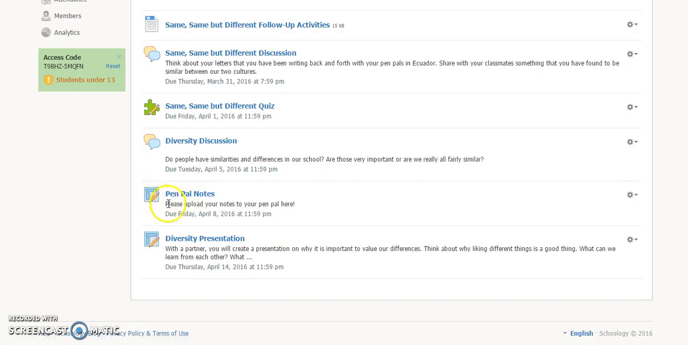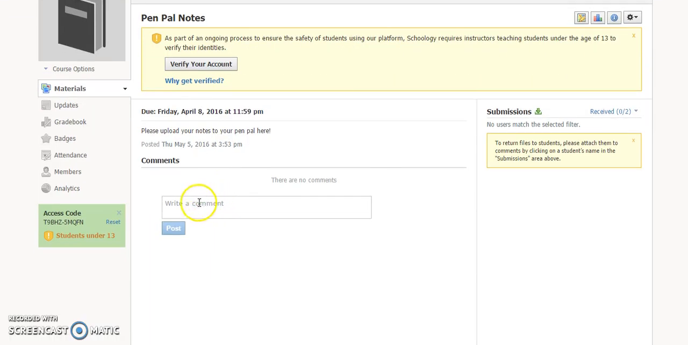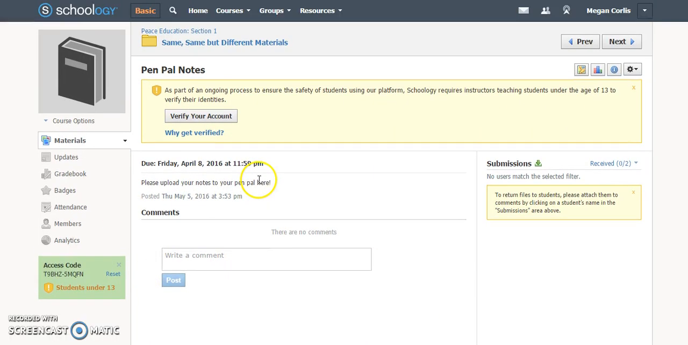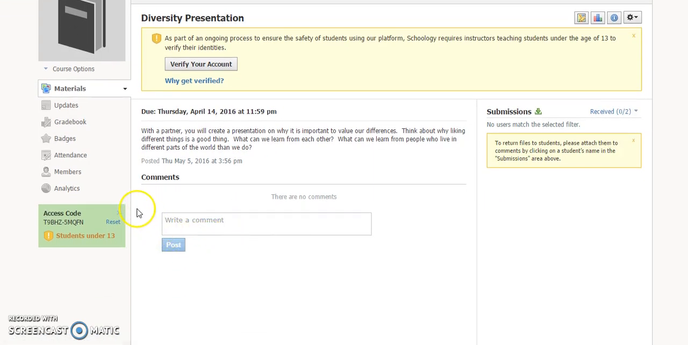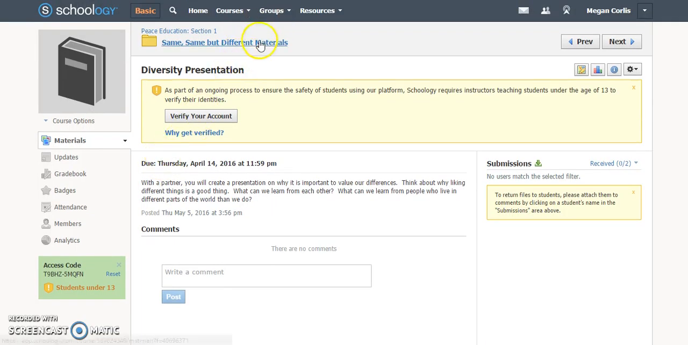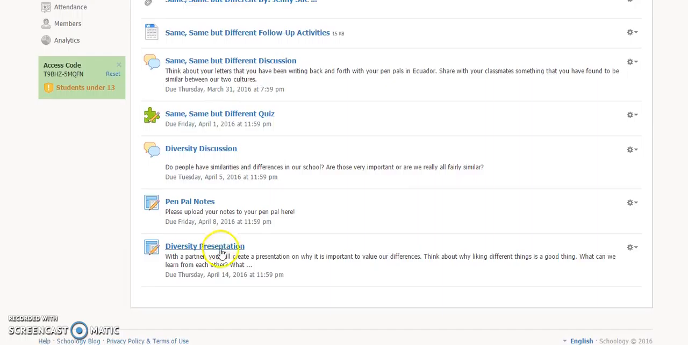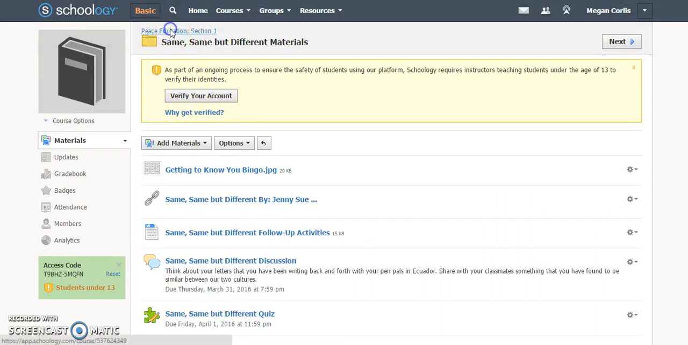So after that, I included a couple of assignments here, the first of which is the pen pal notes. I asked students to upload their notes to the pen pal here so that they can be assessed on them, so that everything is in the same location so nothing can get lost. And here I ask students to create a presentation. This would be expected to be a digital presentation about why it is important to value differences and what we can learn from each other as well. So this is the first section.